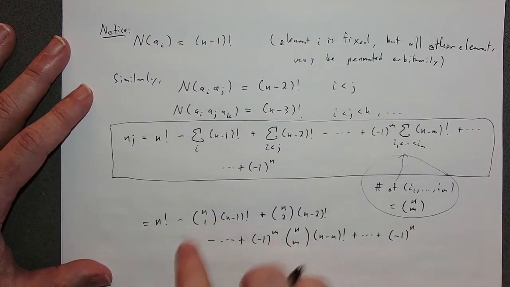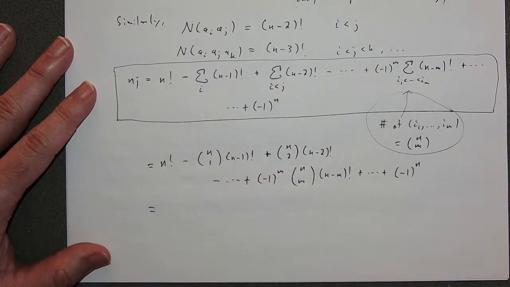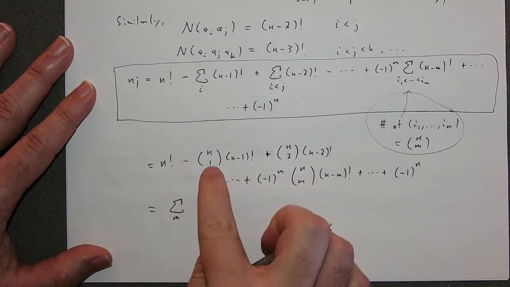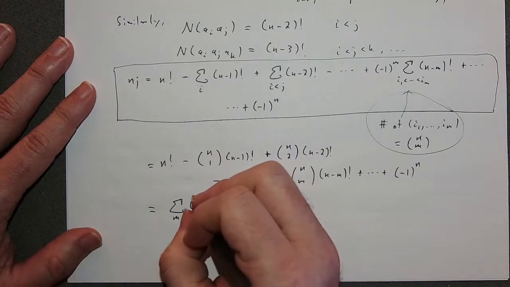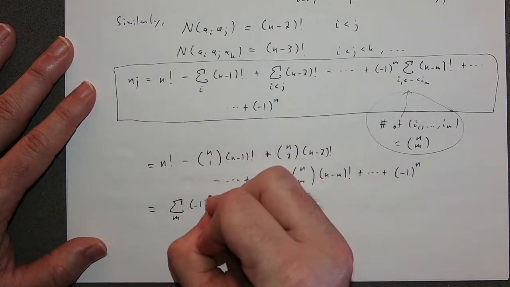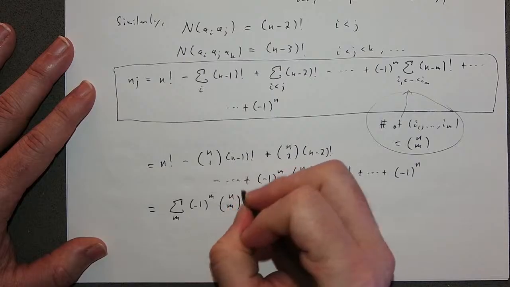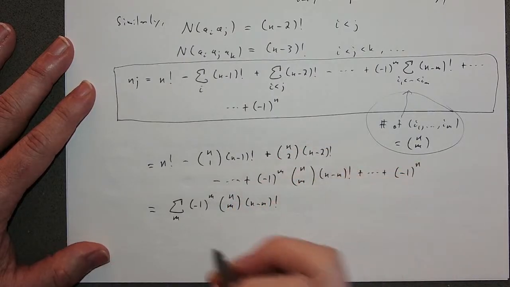And so rewriting this in a clever way using sum notation, this would be the sum over m of minus 1 to the m, n choose m, times n minus m factorial.